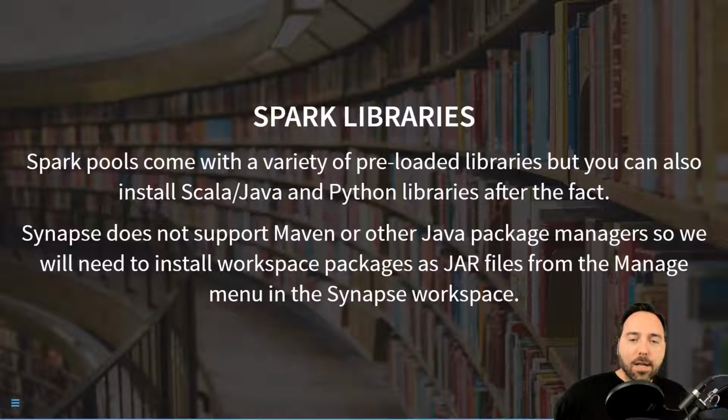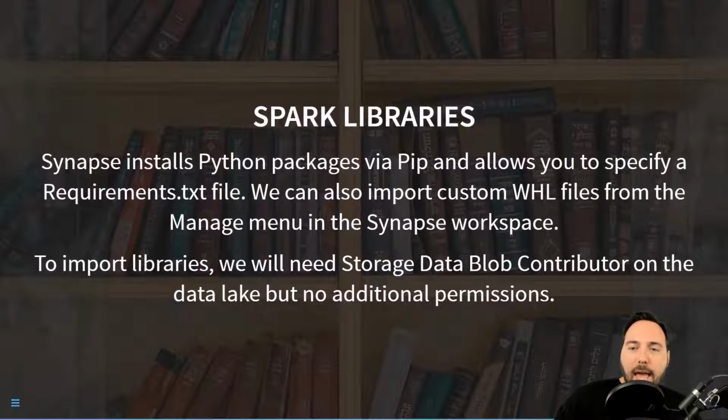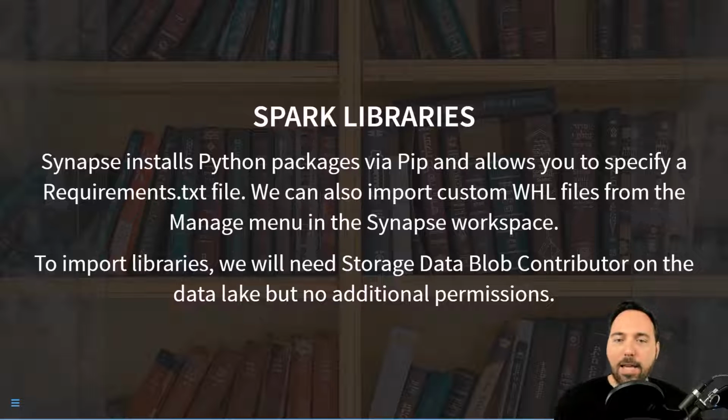load jar files. There is the Synapse workspace. It has a manage menu that will allow you to preload jar files that you upload. And with Synapse, you can use pip, specify a requirements.txt file, and it will go and install as much as it can. We can also use wheel files, WHL, similarly to jar files from Java and Scala in the manage menu in the Synapse workspace. But if we want to import a library, what we need is storage blob data contributor on that data lake storage account.